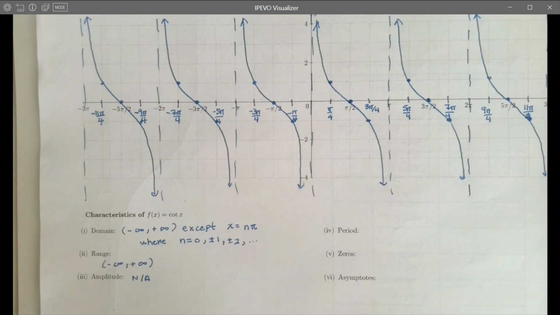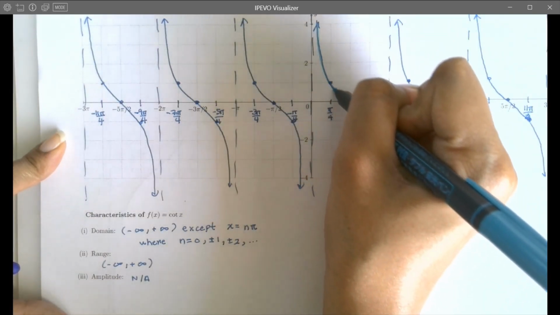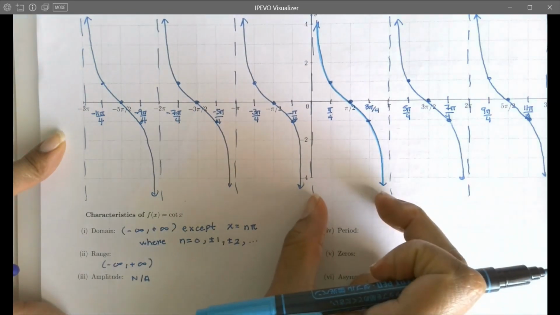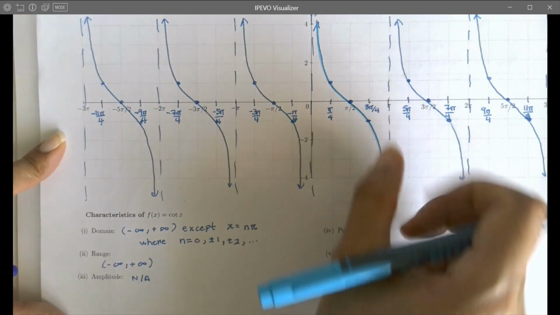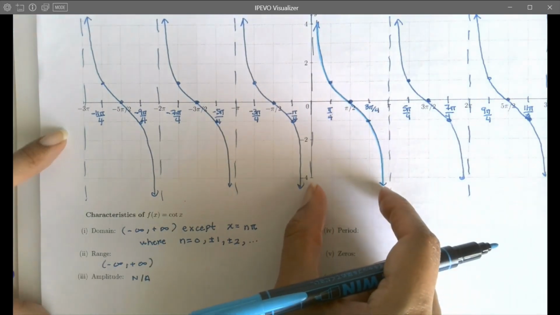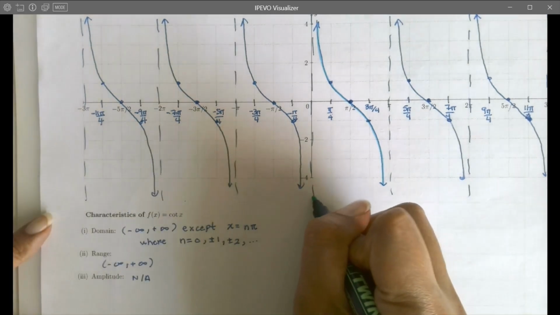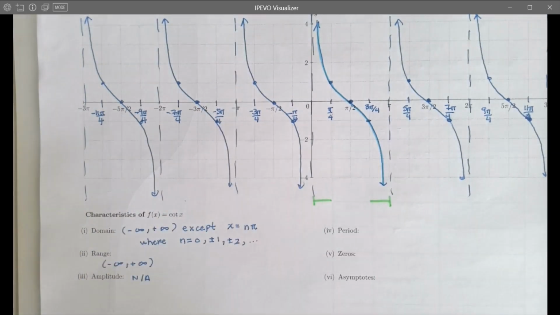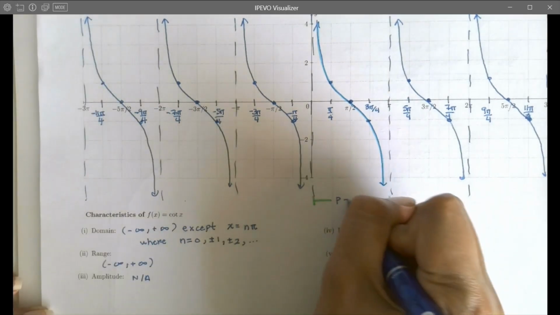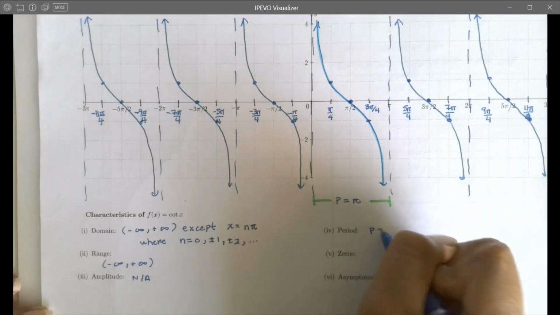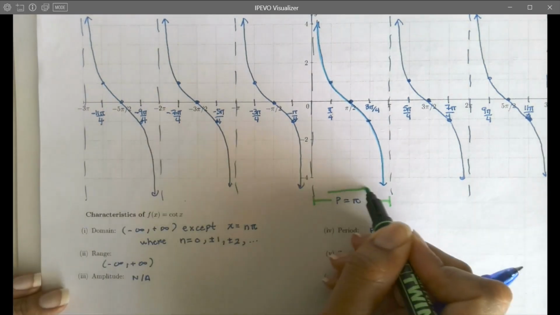And then the period is how long it takes along the x-axis for one cycle to repeat, or for the graph to repeat. So I can see that one cycle is happening between 0 and pi, and then after that I notice a repetition of the graph. So that means that the period is going to be pi, just like what we saw for tan. Okay, so the period is going to be pi. I'm writing p for the period.